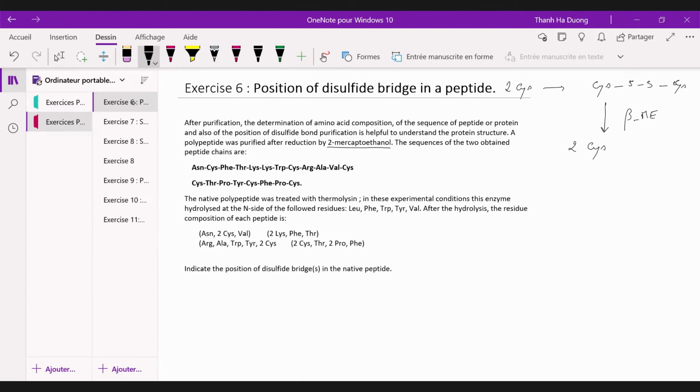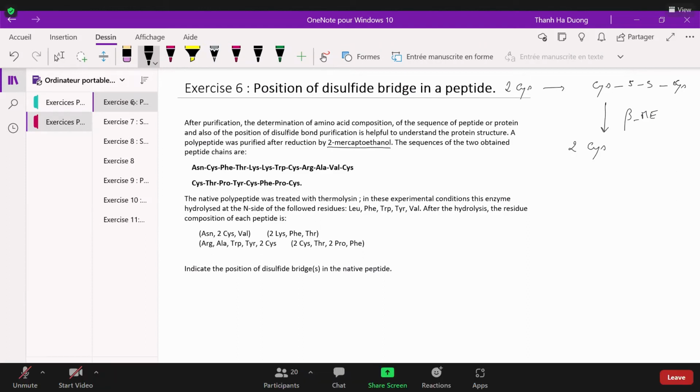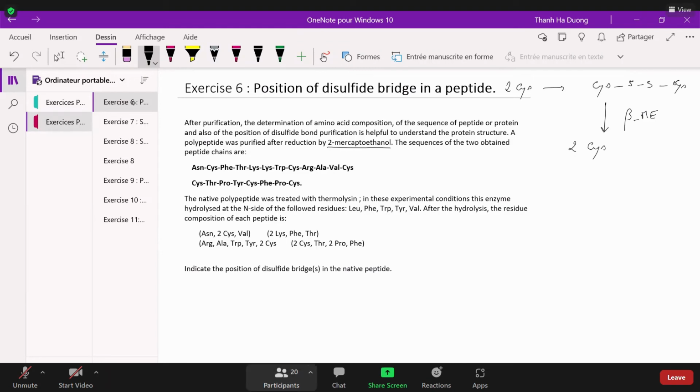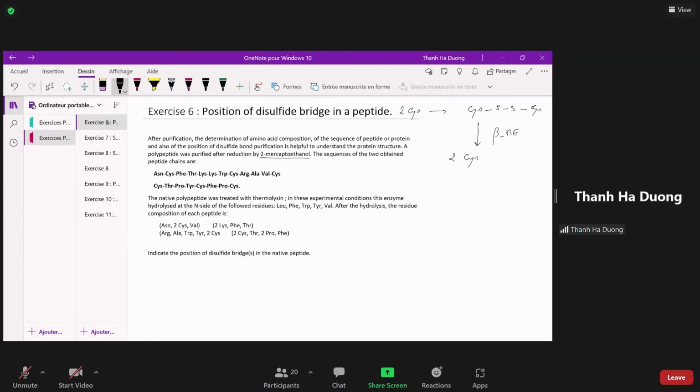So to do that, the native polypeptide was treated with thermolysin. Thermolysin is an enzyme which hydrolyzes the inside of these residues: leucine, phenylalanine, tryptophan, tyrosine, and valine. It means after bulky hydrophobic residues. After the hydrolysis, the residue composition, so not the sequence, the composition of each peptide is this.